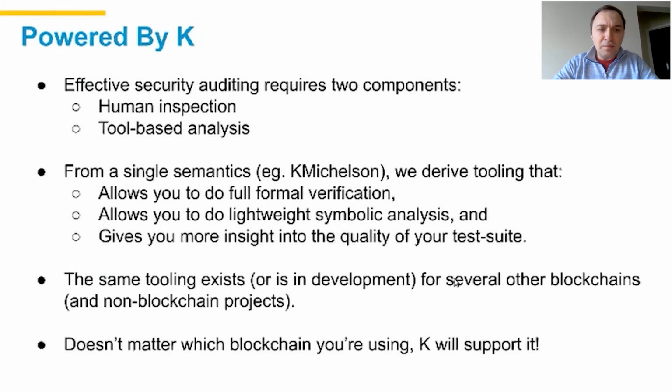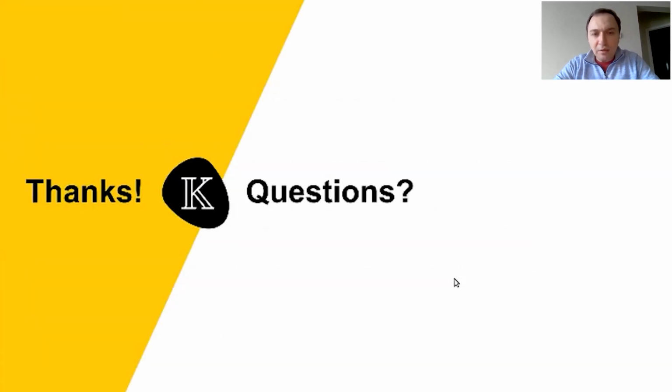And so the idea, again, is that from a single semantics, like for example, KMichelson, we want to have the ability to derive tooling that can do full formal verification, but also lightweight symbolic analysis, and that can give you more insight into the quality of your code and your test suite. And as Everett mentioned, we have similar tooling that's been developed or in development for other chains, and I think that's a big part of our overall value proposition: no matter what blockchain you're using, we'll support it. And we'll also support future versions of the same tool.